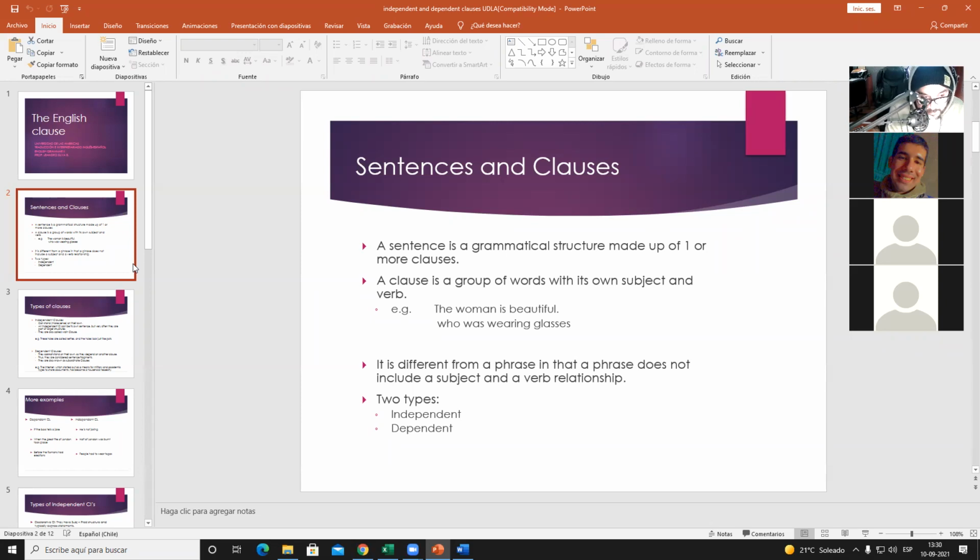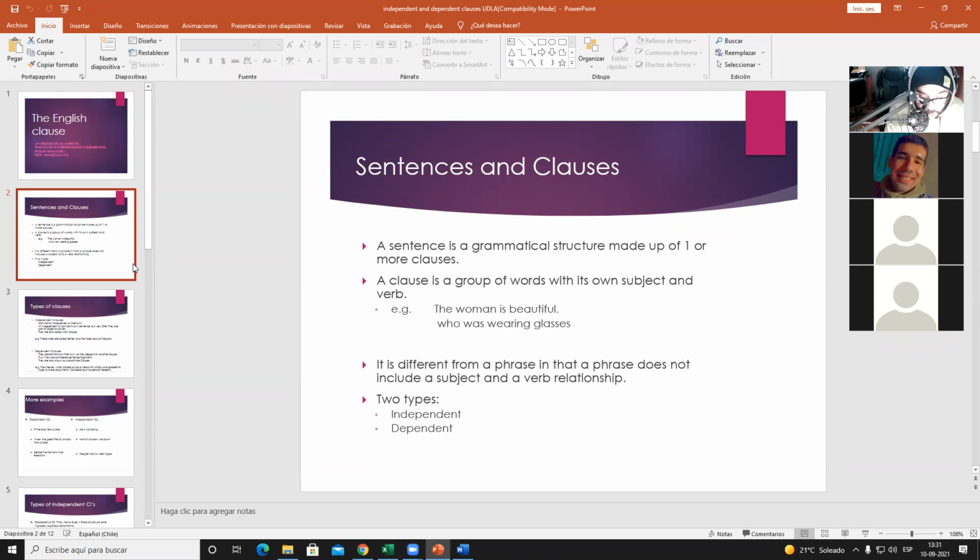Third point, it is different from a phrase. That is to say, clauses are different from phrases in that a phrase does not include a subject and verb relationship, right? Okay. We have been discussing the idea of the grammatical hierarchy since the beginning of this year. And in that grammatical hierarchy, phrases will create clauses. But what's the difference between them? Well, one of the main differences between a phrase and a clause is the fact that within clauses you have subject, verb, object, adverbial, and complement. That is to say, a valency pattern.